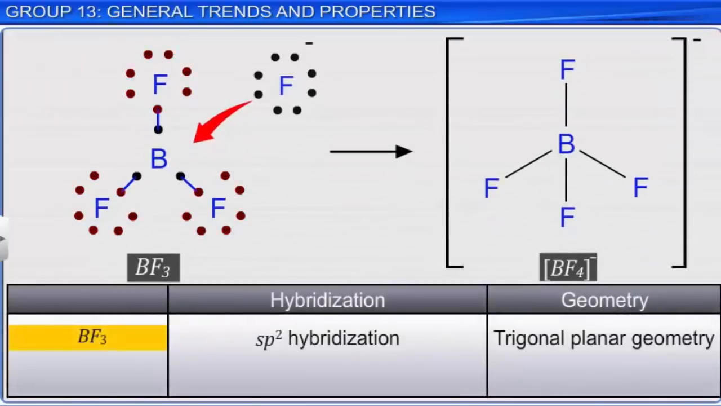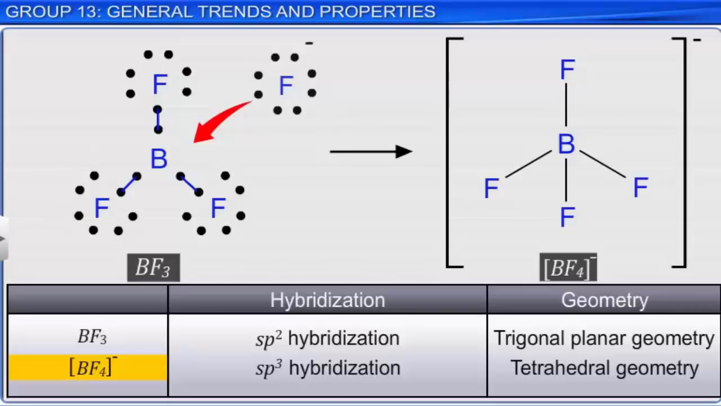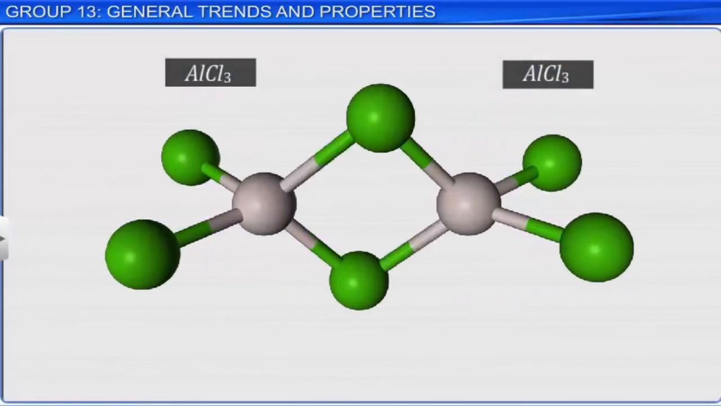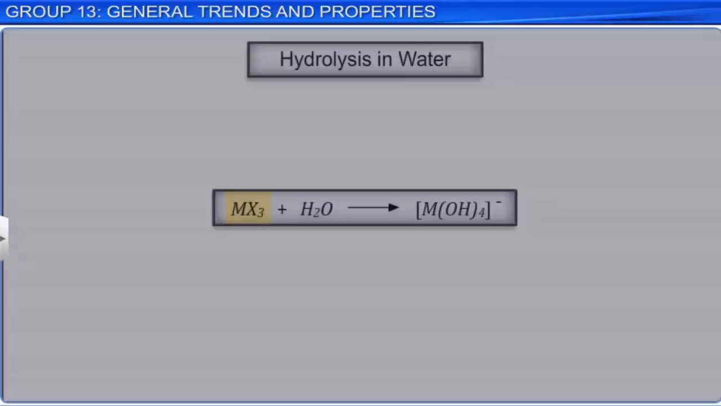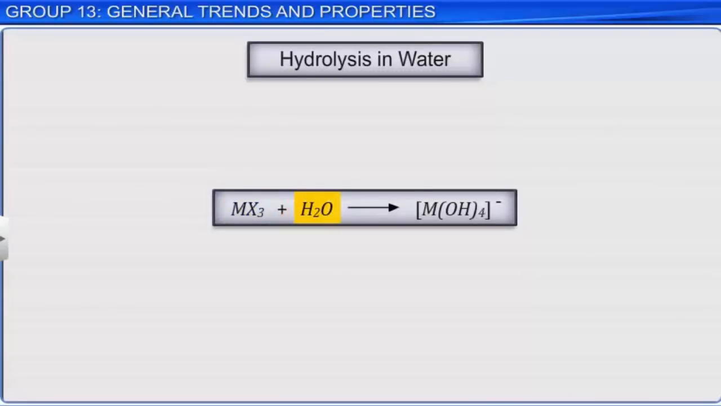BF3 with a coordination number of 3 around the central atom displays sp2 hybridization. Its geometry is trigonal planar. In BF4 minus, there is a coordination number of 4 around the central atom. So, the hybridization is sp3. The geometry is tetrahedral. Aluminium chloride dimerizes to achieve stability. The dimer has tetrahedral geometry around the aluminiums. Trivalent compounds hydrolyze in water to form complex ions.